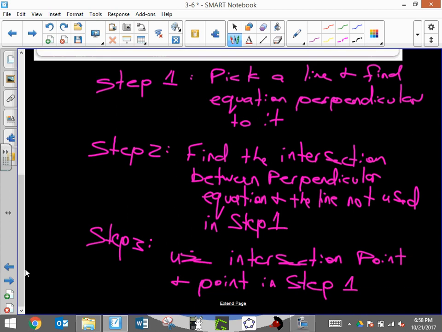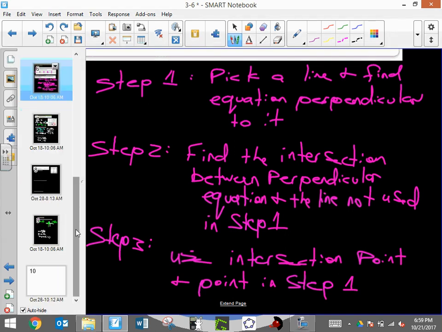Okay, and we're going to have some steps, just like what we had early on. Step one is you need to pick a line and then find the equation that is perpendicular to it. Step two, we're going to find the intersection between that perpendicular line from step one and the line that you did not use in the first step. Once you find that point, you're going to use that point and the point you used in step one to find the distance. Okay, so I'll show you what this looks like in terms of an example.